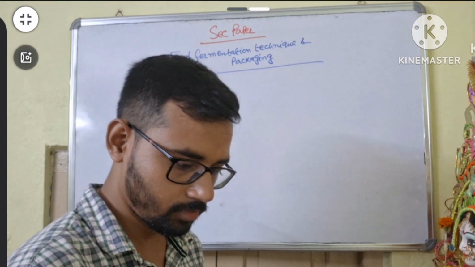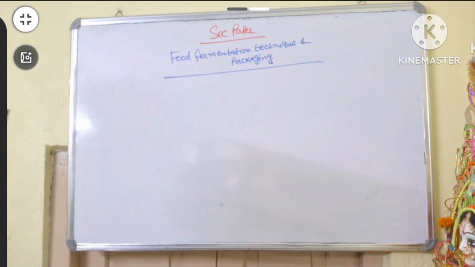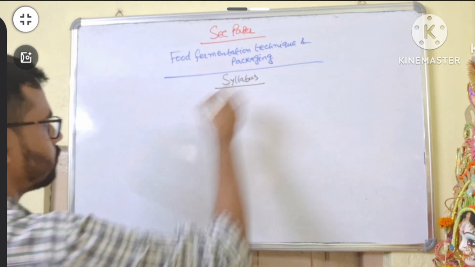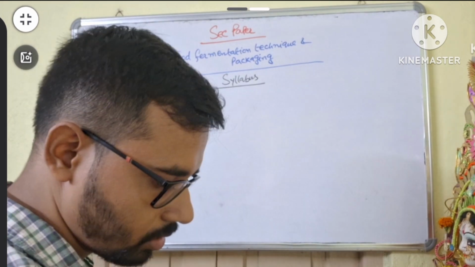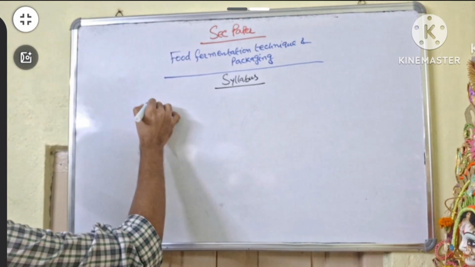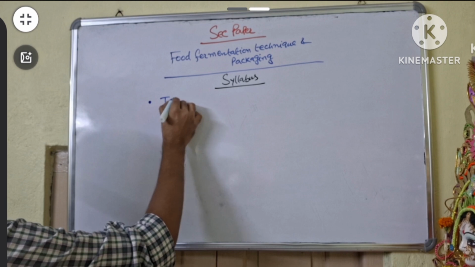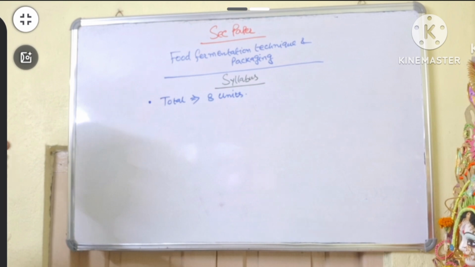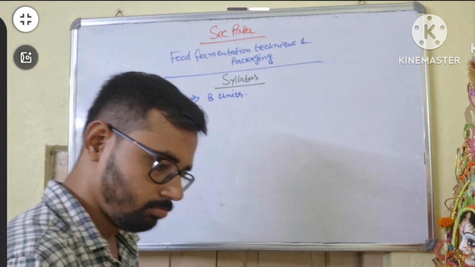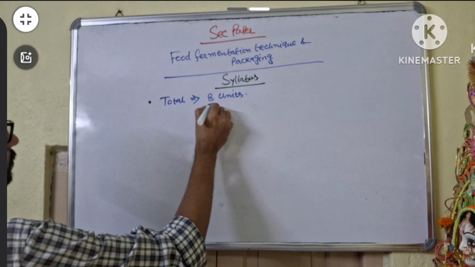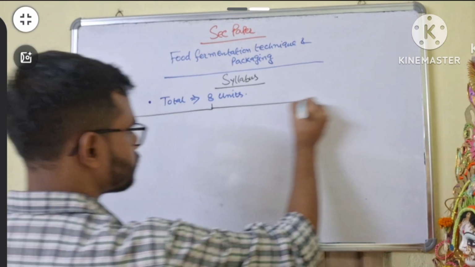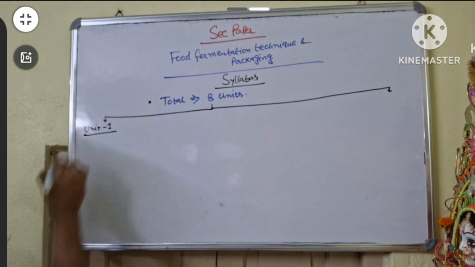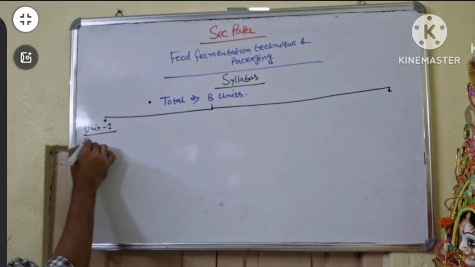Let's look at the syllabus first. What units are in the syllabus? There are a total of 8 units. Now let's segregate those units. Unit 1 contains fermented foods.